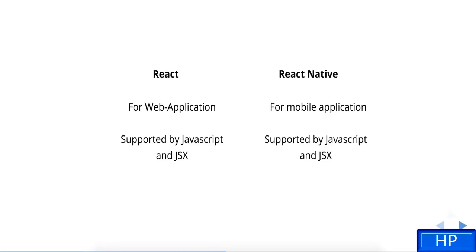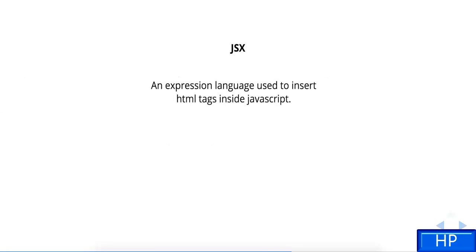So React Native is also going to be the same technology stack. React Native can be written using JavaScript as well as using JSX. So I'll explain what JSX is. JSX is an expression language that allows developers to write HTML fragment code into their JavaScript file.